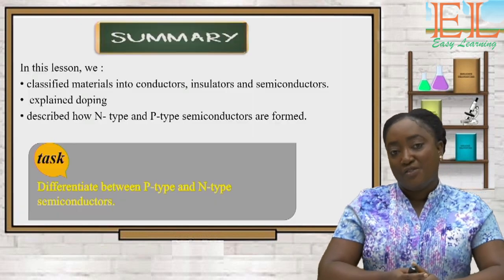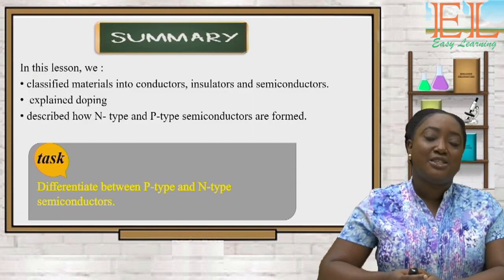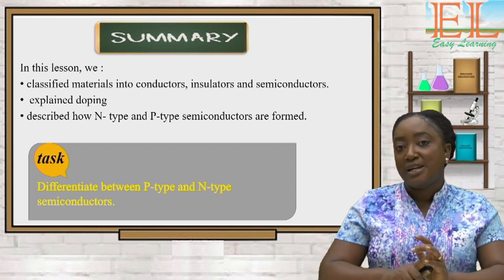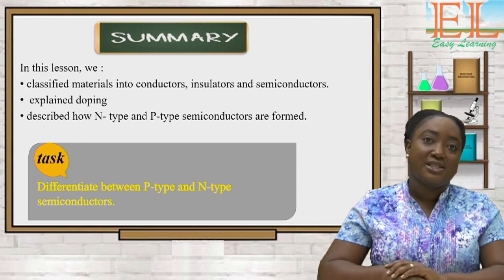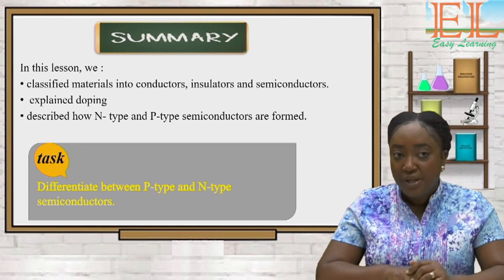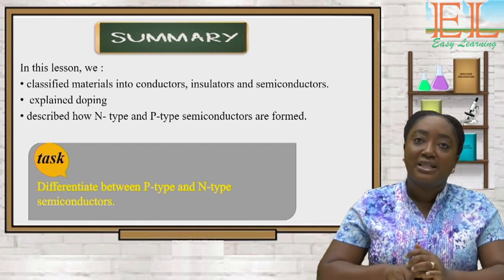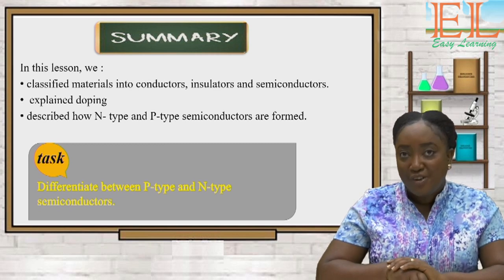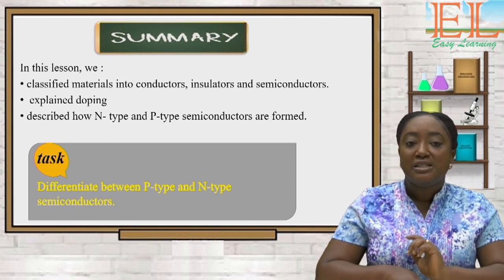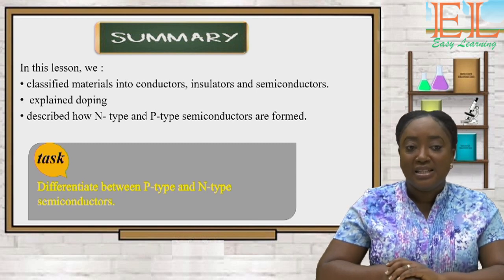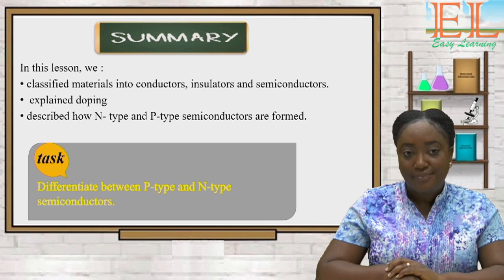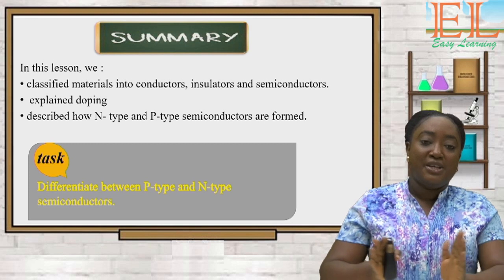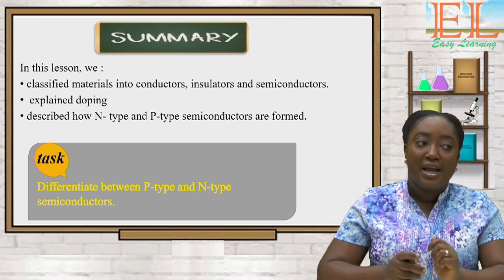We have come to the end of our lesson. What have we learned today? In today's lesson, we have classified materials into conductors, insulators, and semiconductors. We have explained doping and described how an N-type and a P-type semiconductor is formed. For your task this week, differentiate between a P-type and an N-type semiconductor. In our next lesson, we will learn what happens when an N-type and a P-type are put together to form a diode.